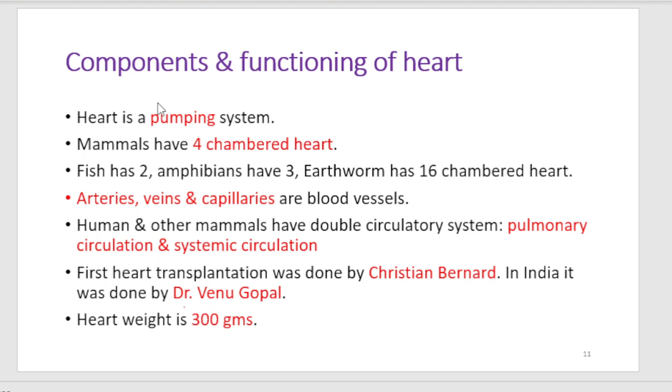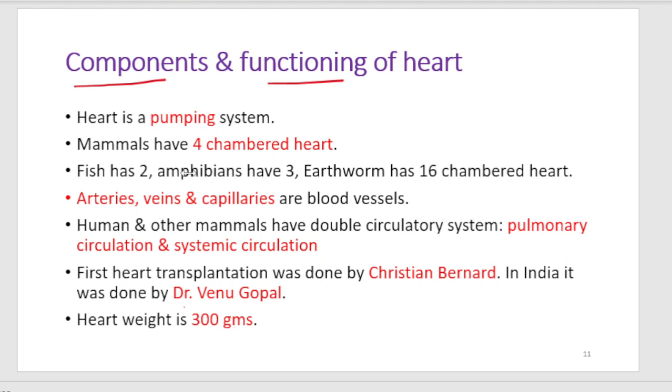Now let's come to the heart. What are some of the facts of the functioning of the heart? Heart is generally a pumping system. Most of the mammals have a four-chambered heart. We human beings also have a four-chambered heart.